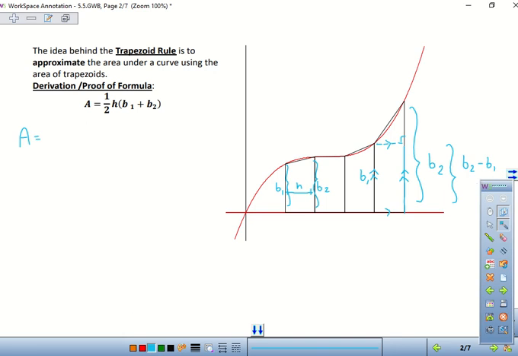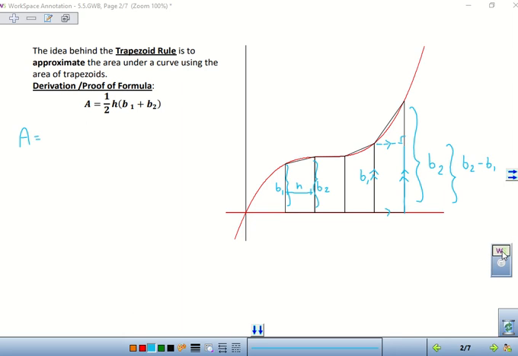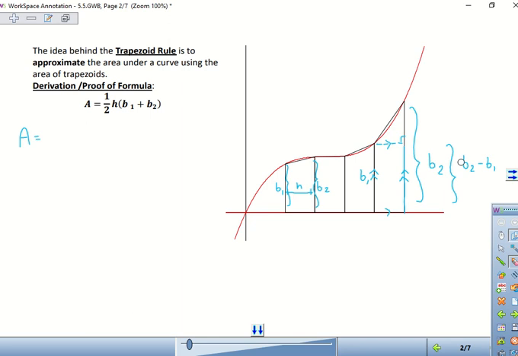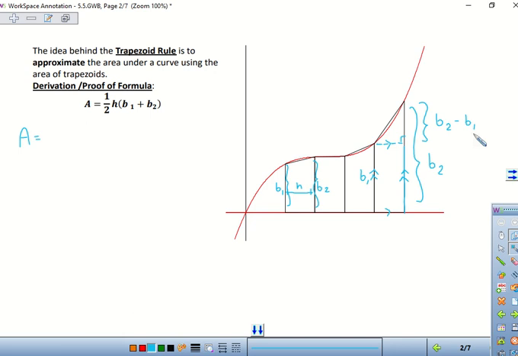Okay. So, oh, I'm sorry, hang on. This piece right here, sorry, I labeled the wrong one, my bad. This right here would be base 2 minus base 1. So everybody understand why that is? Sorry, I labeled the wrong one when I was thinking about it.